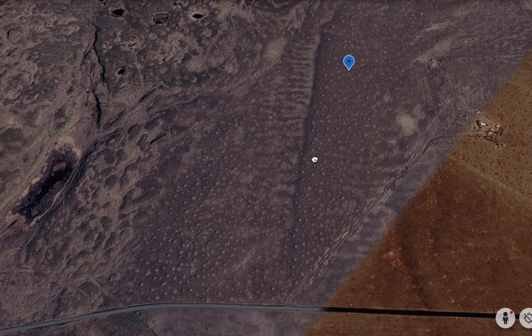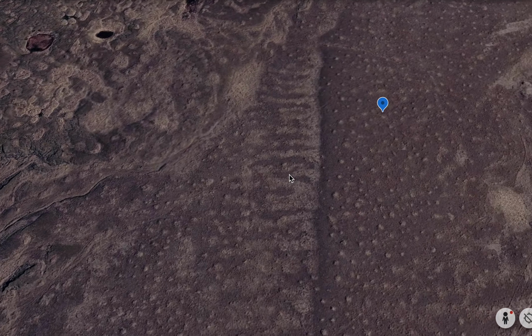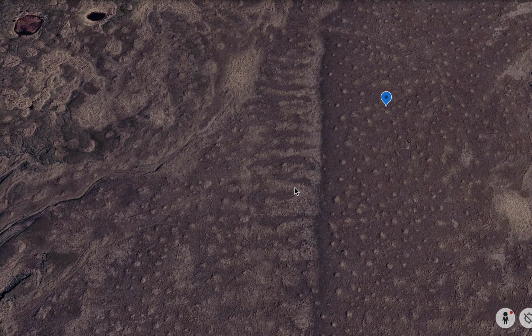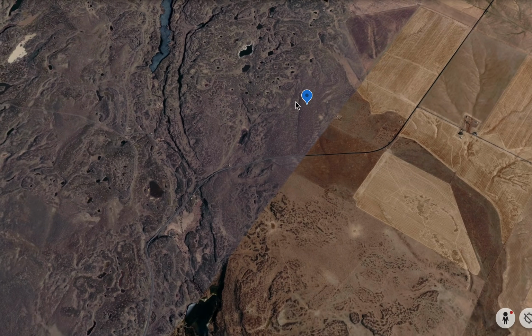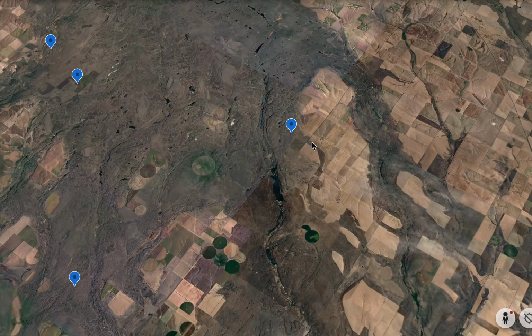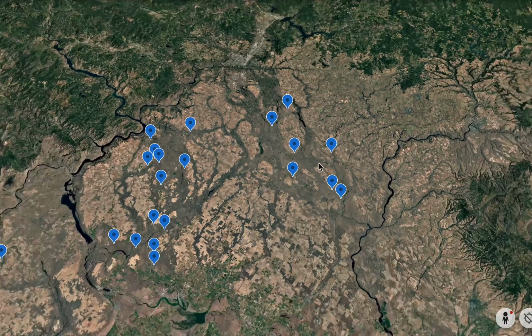This is a cool one because you've got the bank edge really clean. And then you've got ripples just right on that, just tucked in right next to that bank. Reminds me of Chad, the place in Africa. Let's go.